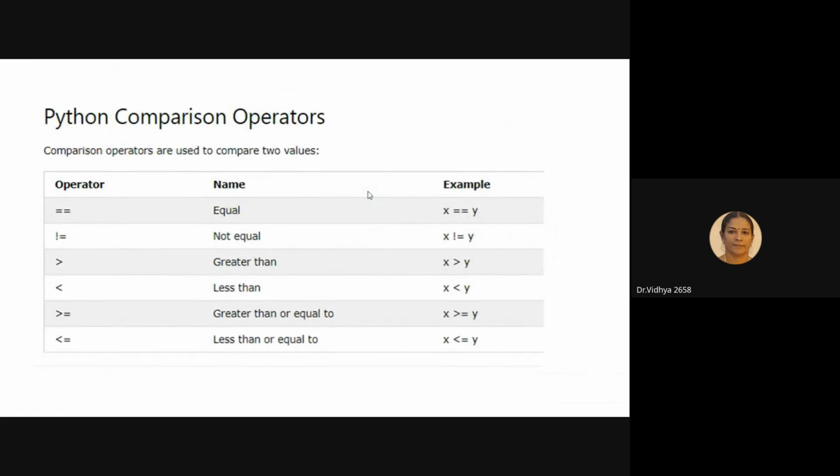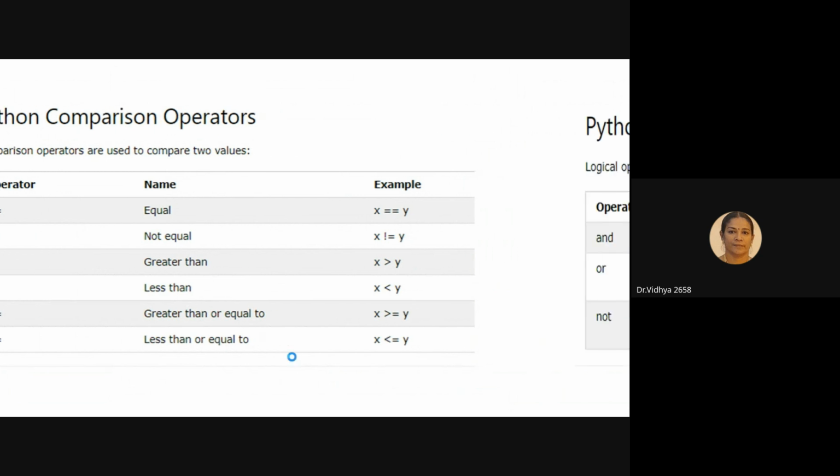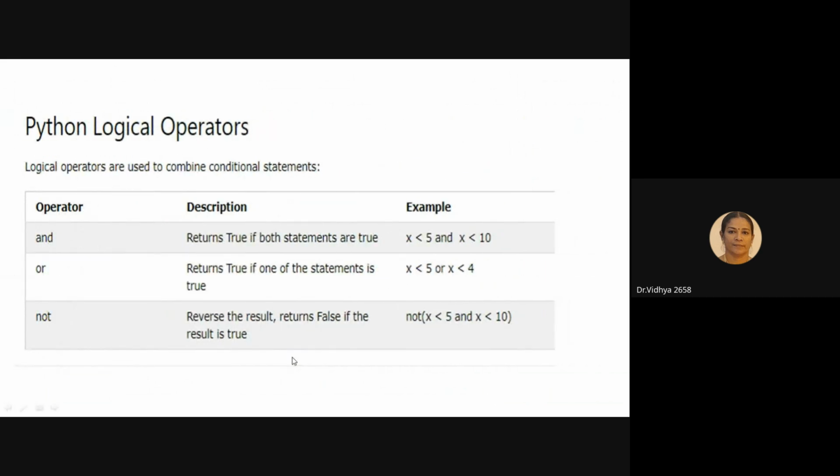Then comparison operators. We have seen a lot of operators so far. Here we are seeing the operator equivalent to equal and also not equal, then greater than, less than, greater than or equal to, then less than or equal to, as such. Logical operators in Python, like we have studied in C programming, are and, or, as well as the not operators. The and operator returns true if both the statements are true, the or operator returns true if one of the statements is true, and not reverses the result, returns false if the result is true.